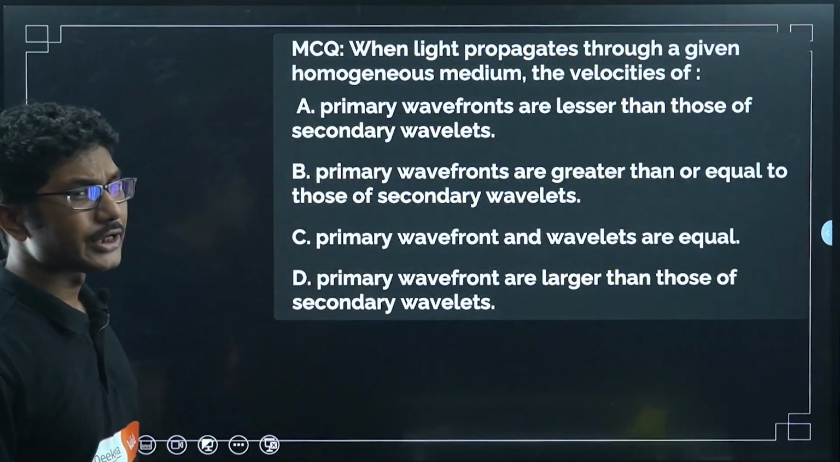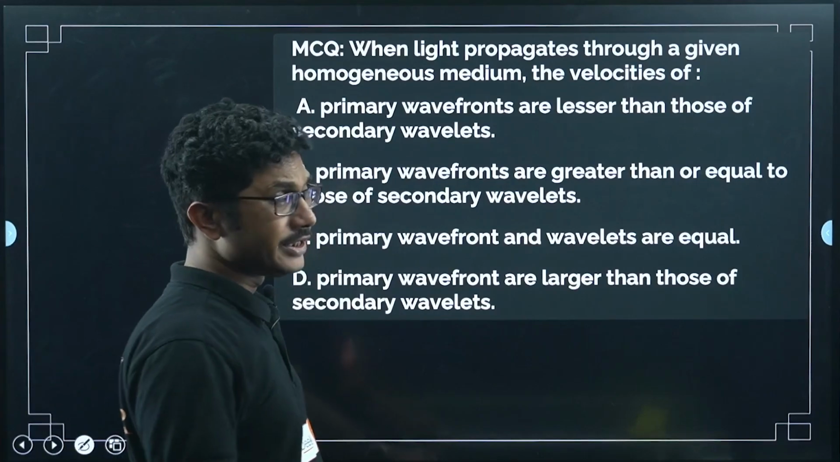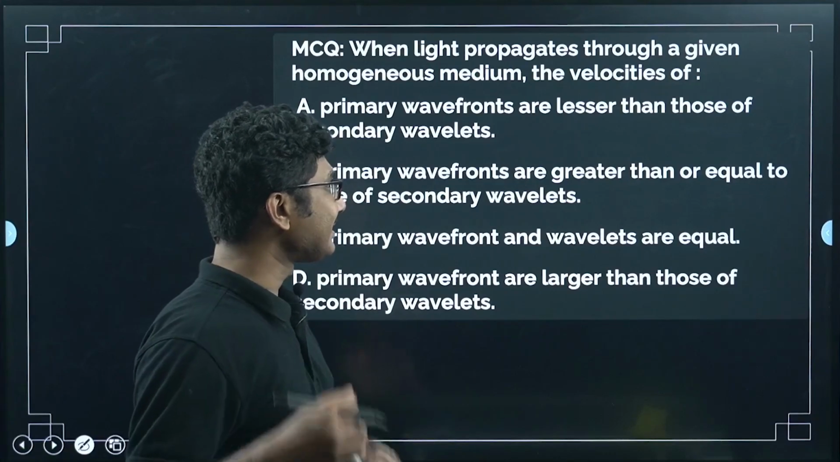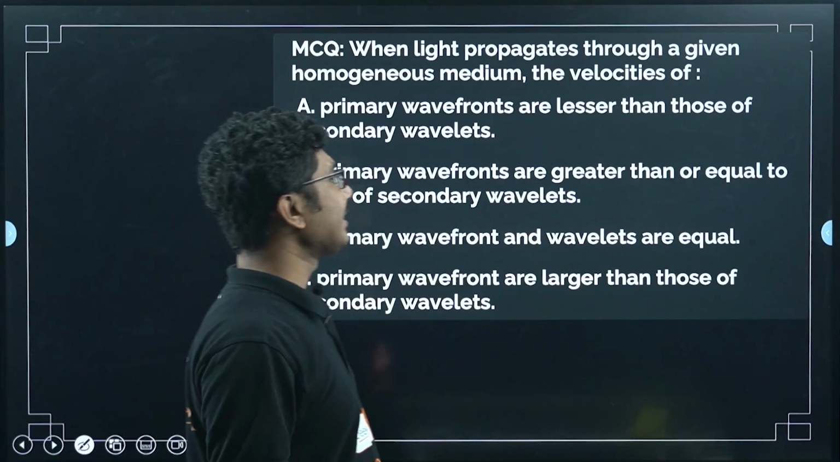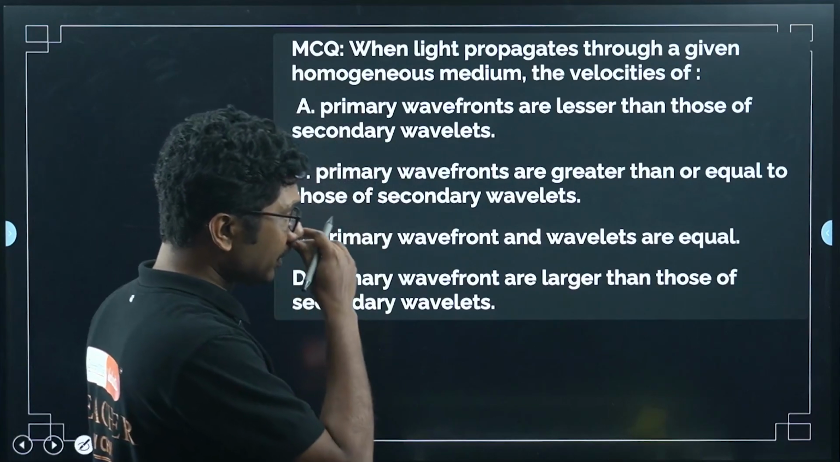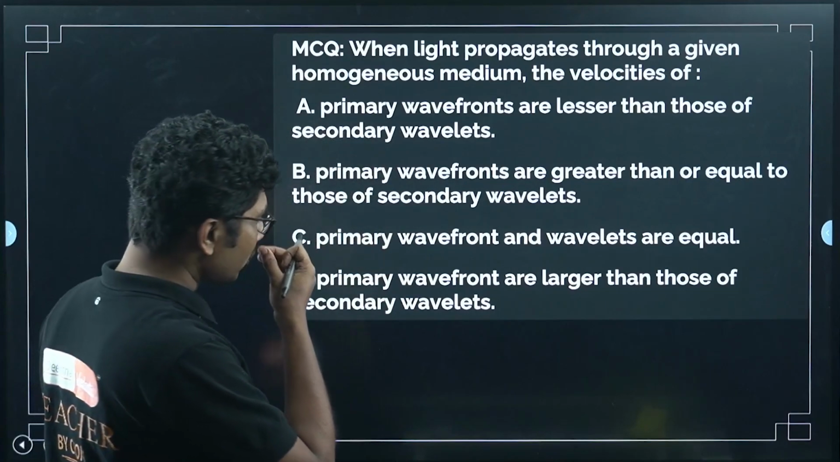But first, let us look into a question. When light propagates through a given homogeneous medium, the velocities of primary wavefronts are lesser than those of the secondary wavelets. Primary wavefronts are greater than or equal to those of the secondary wavelets. Primary wavefront and wavelets are equal. Primary wavefront are larger than those of the wavelets.